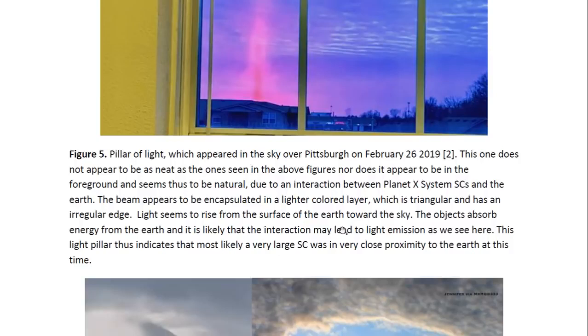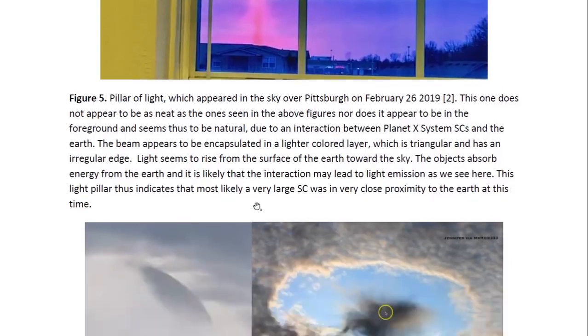And the objects, the stellar cores, absorb energy from the Earth, and it is likely, therefore, that the interaction may lead to light emission as we see occurring here. This light pillar thus indicates that most likely a very large stellar core was in very close proximity to the Earth at this time, and it was creating this effect.